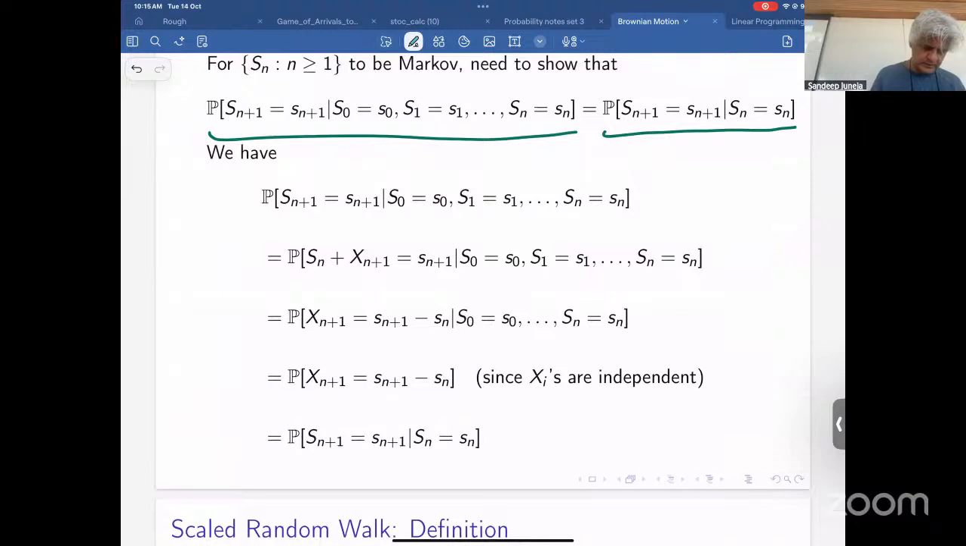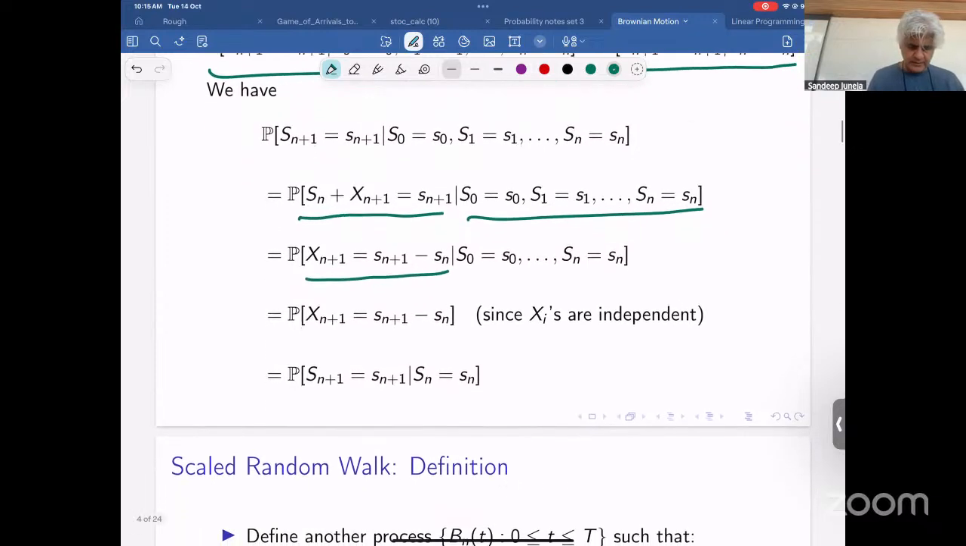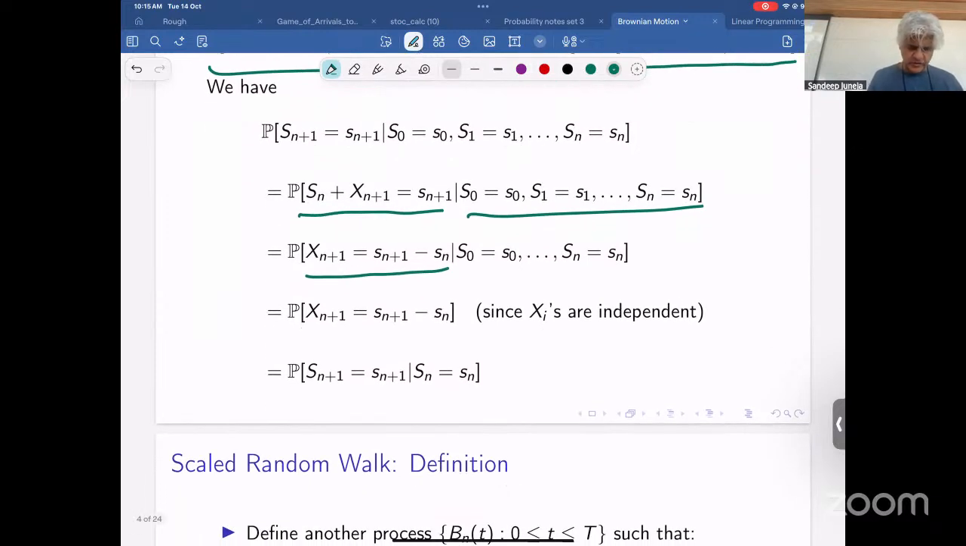just one second, what happened here? Yeah, is nothing but Sn plus Xn plus 1, right? So given all of this, what we are really asking is, what's the chance that Xn plus 1 looks like small Sn plus 1 minus small Sn? That takes only two values with positive probability, +1 and -1. But in any case, it's independent of the whole history thus far. And it's exactly equal to the probability that big Sn plus 1 is equal to small Sn plus 1, given that big Sn is equal to small Sn. So you have the Markov property.